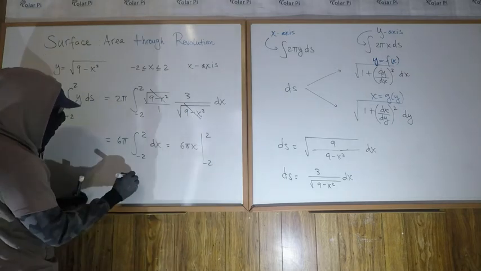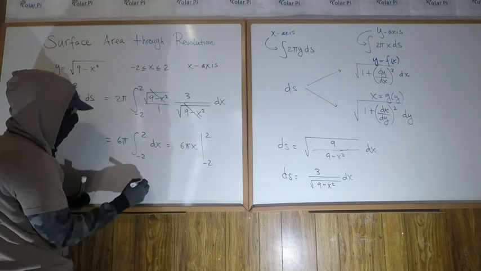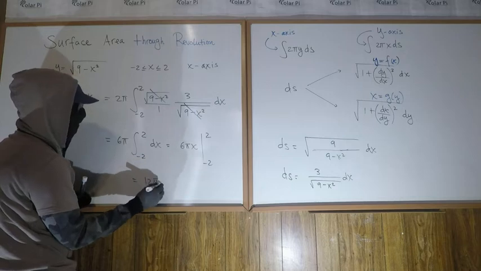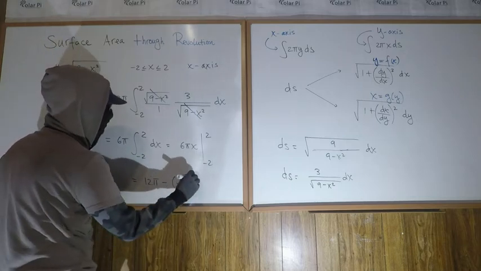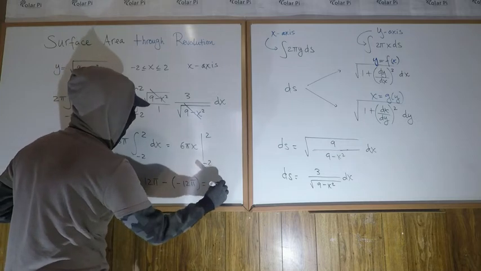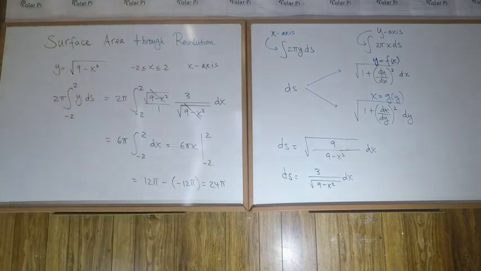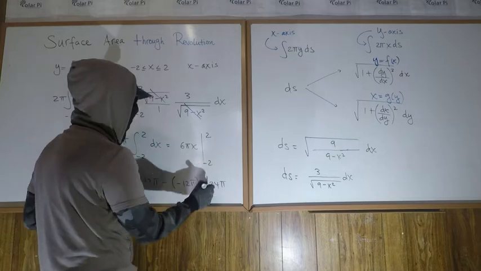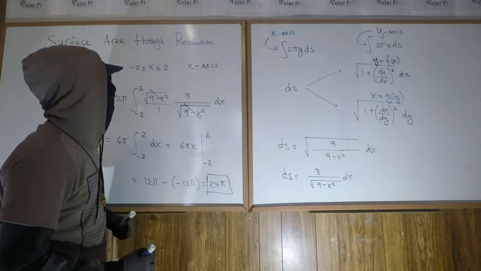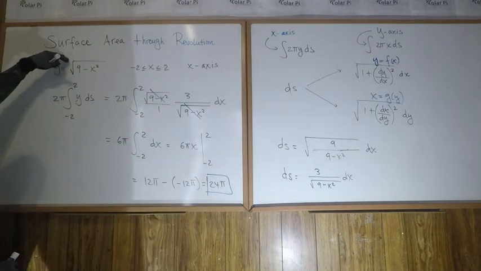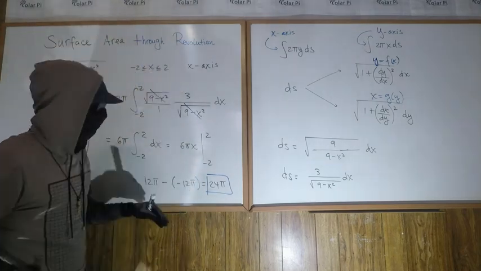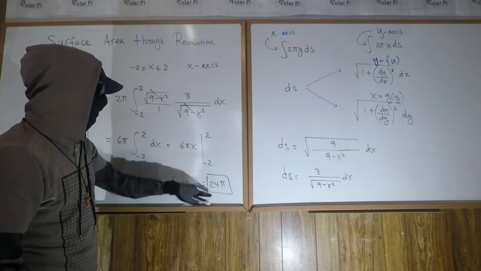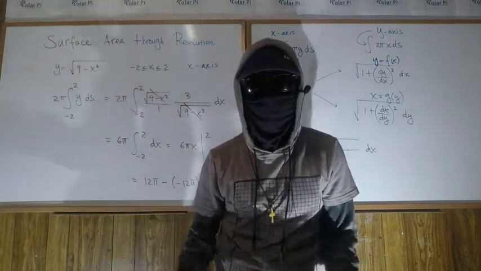When we plug in 2, we get 6 pi times 2, so that's 12 pi, and then a minus, when we plug in negative 2, we're going to get negative 12 pi, so together these make 24 pi. Okay, cool. So there we are. We're done. We see that the surface area, when we revolve it about the x-axis and consider negative 2 to 2, the lateral part that I drew, has surface area 24 pi, yeah?